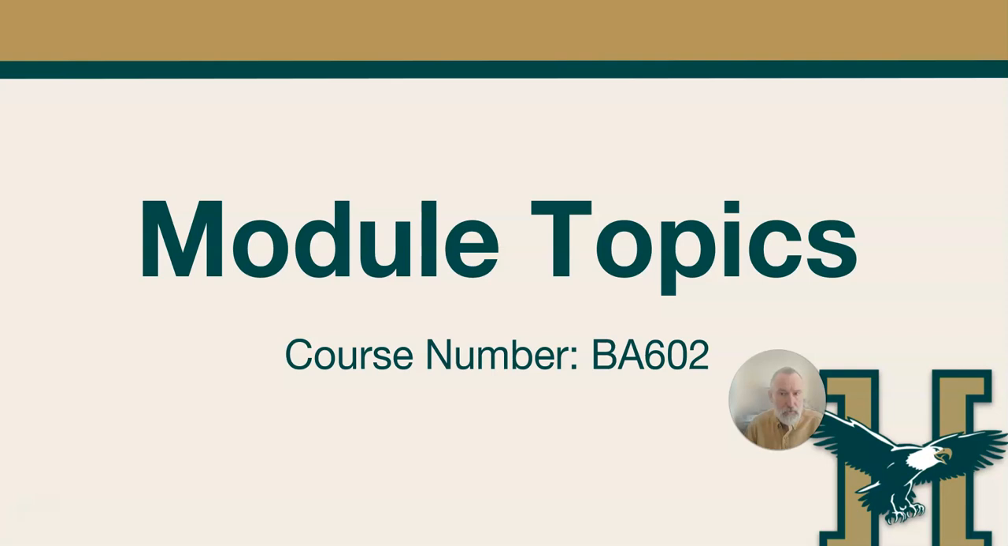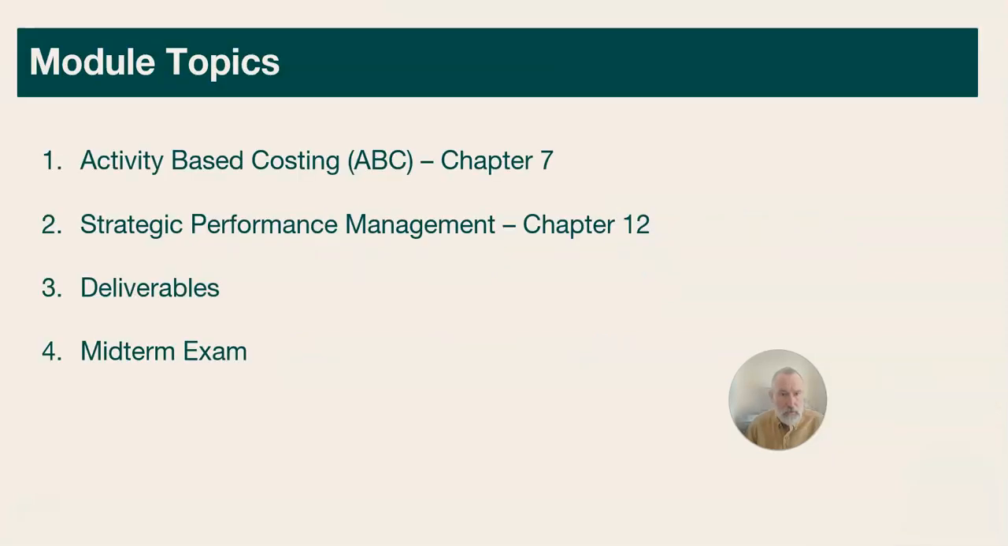Let's begin by introducing our module topics. In Module 4, we have 4 topics. I'm going to introduce activity-based costing, sometimes referred to as ABC. You'll review that in Chapter 7, and follow that up with Strategic Performance Management, our Chapter 12 reading. I'll discuss the deliverables. And in lieu of a discussion or project-based assignment, you have your midterm exam.